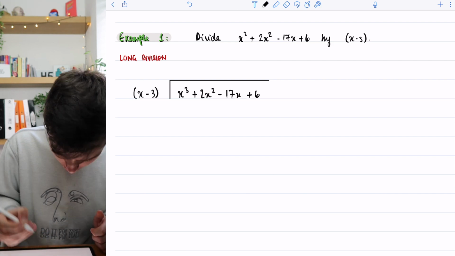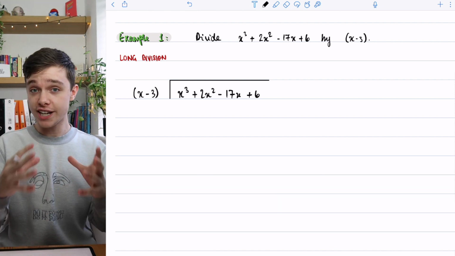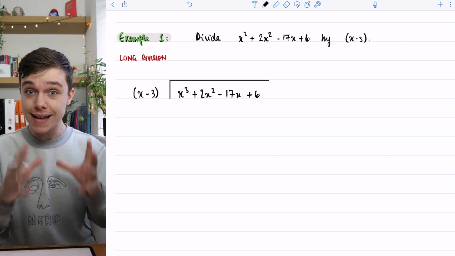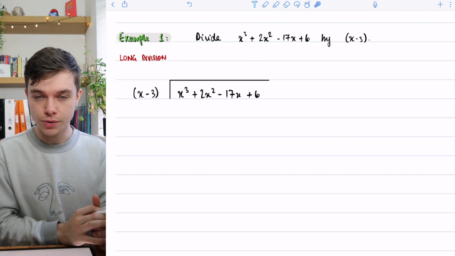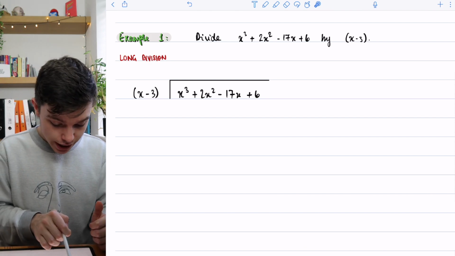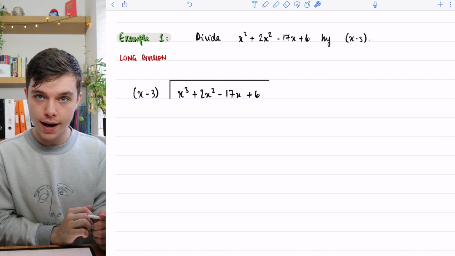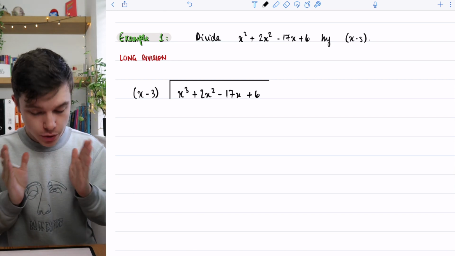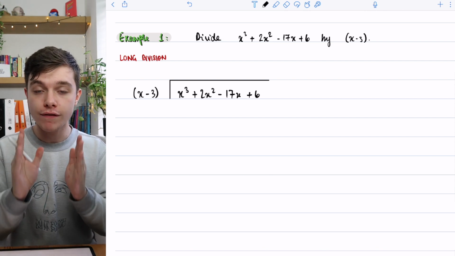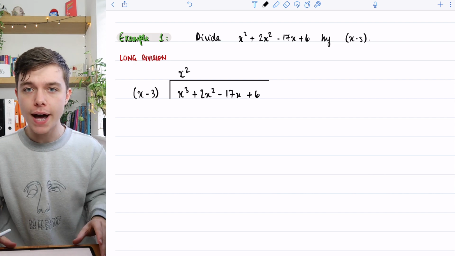Okay. And then we're going to take each term and deal with each term separately, okay? So we're going to start with x cubed. And what we do is we divide x cubed by x, okay? We're going to write that, x cubed divided by x is x squared. We're going to write that on top of the line. So that is my first term, okay?